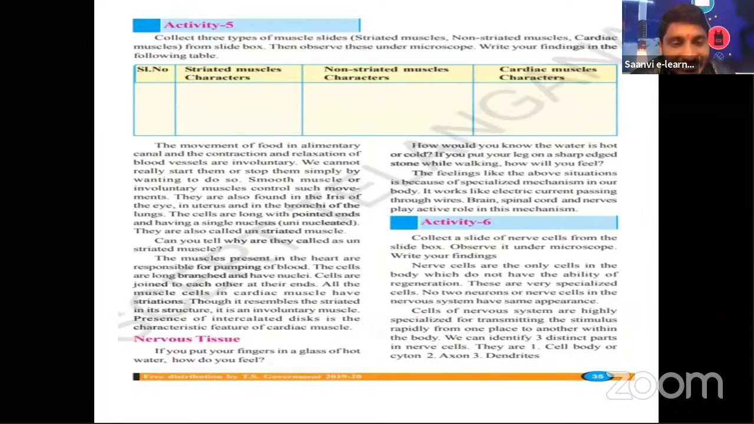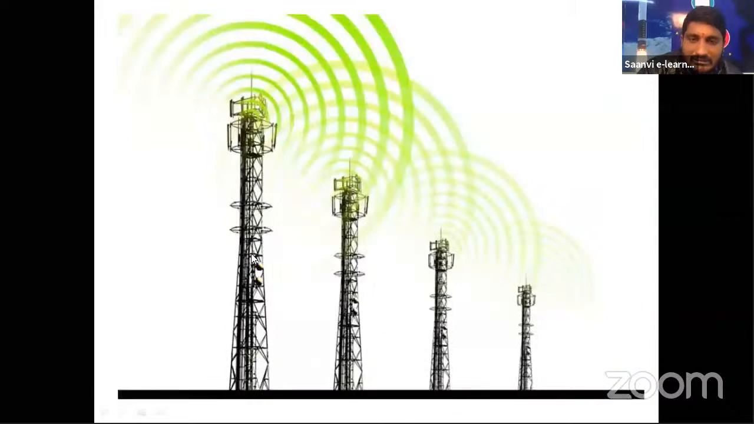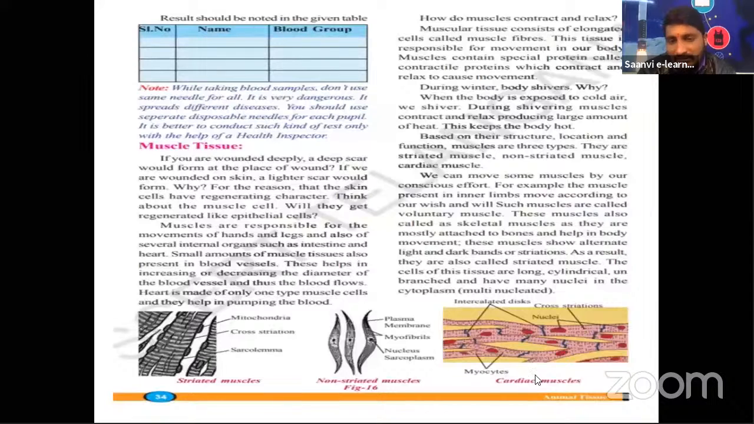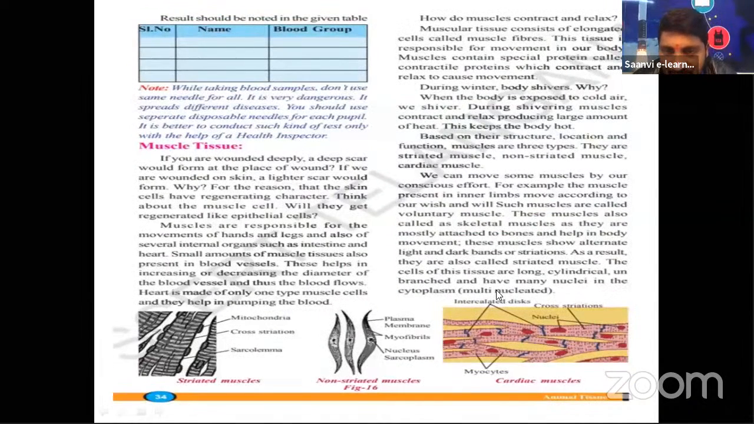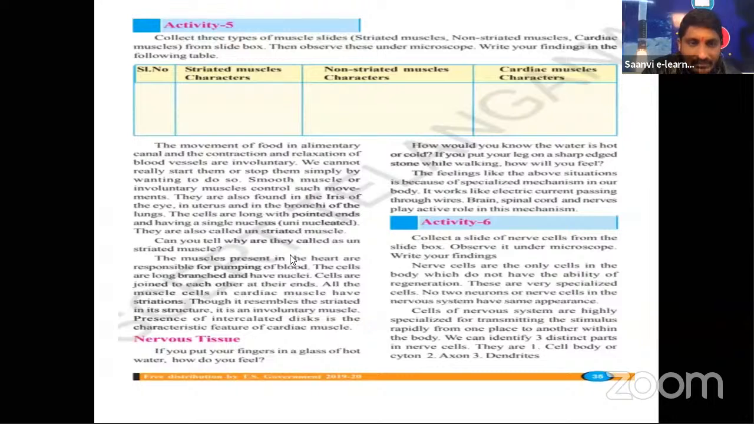Cells are joined to each other at their ends. All the muscle cells in cardiac muscle have striations. Here also we can observe the striations. You can observe this. Now you can see the striations here, the cross striations. So here we can observe the striations.